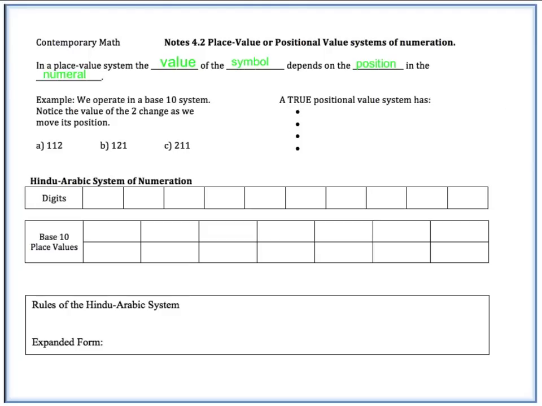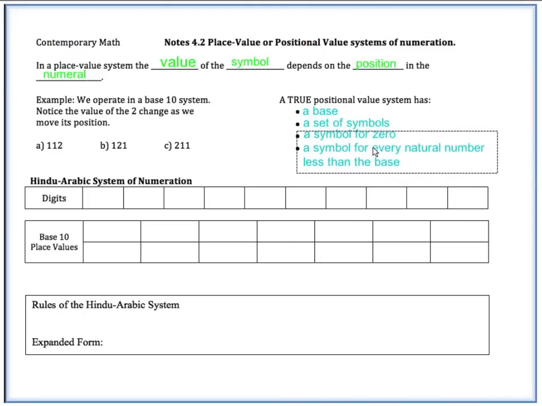Now, a true positional value system has a base, and it's the power of each of these place values. So 1, 10, 100 are all powers of 10, so we call that a base 10 system. It also has a set of symbols: a symbol for 0, which is very important, since if we have 0 of a specific place, we need a representation for that. And then we also have a symbol for every natural number less than the base.